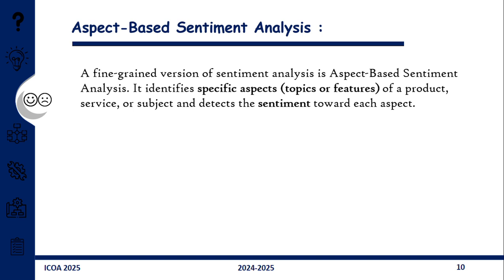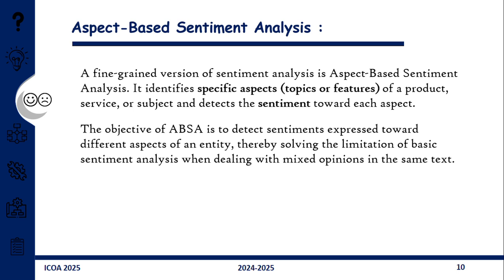A fine-grained version of sentiment analysis is aspect-based sentiment analysis, which identifies a specific aspect, topic, or feature of a product, service, or subject and detects the sentiment towards each aspect. The objective of this is to detect sentiment expressed towards different aspects of an entity, thereby solving the limitation of basic sentiment analysis when dealing with mixed opinions in the same text.